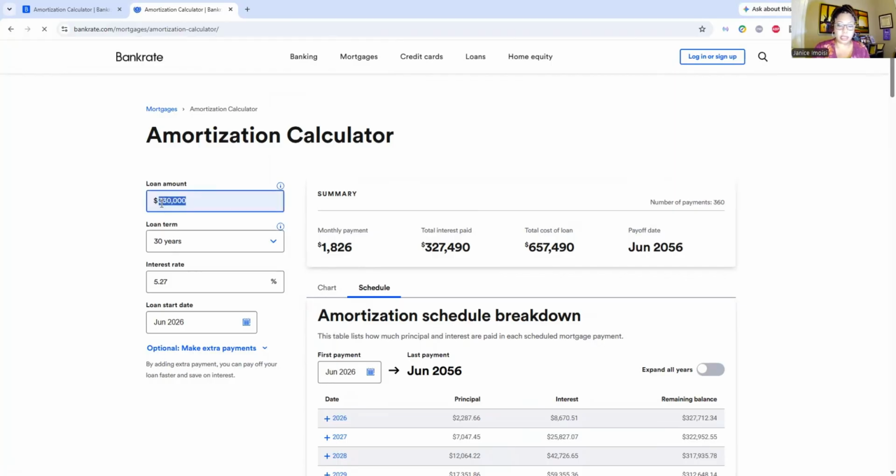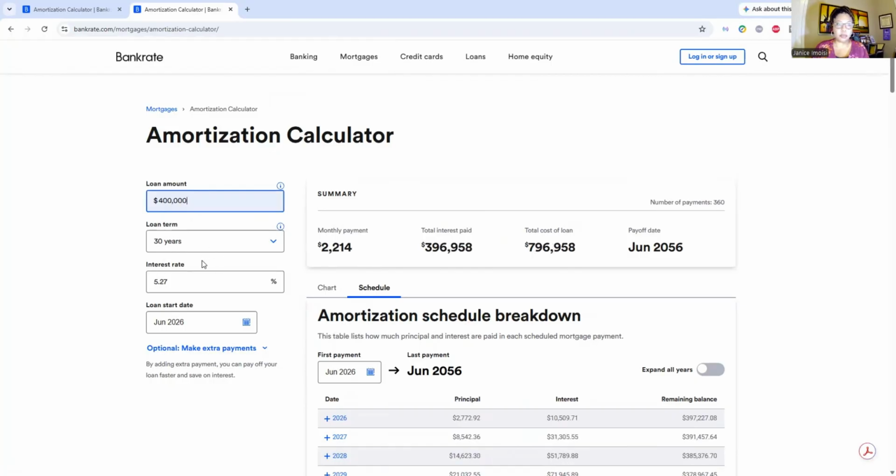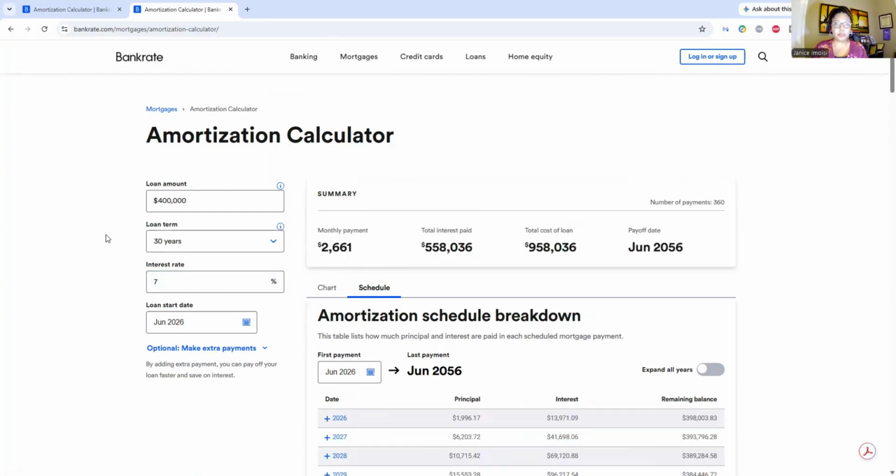I used an example of a $400,000 loan. It's going to be amortized over 30 years, and we're going to use an interest rate of 7%. And of course, we're going to expand this box down here. And now we're going to get into it.